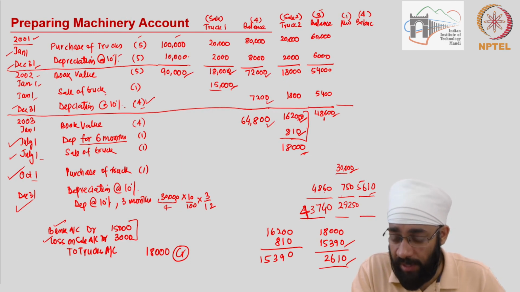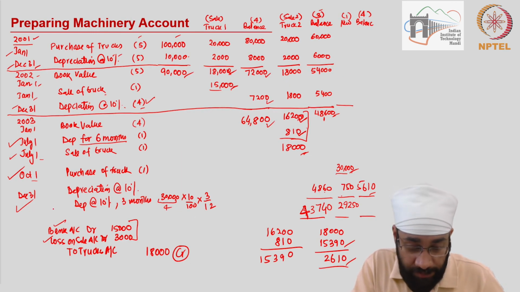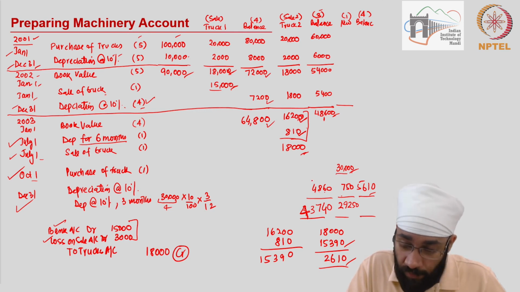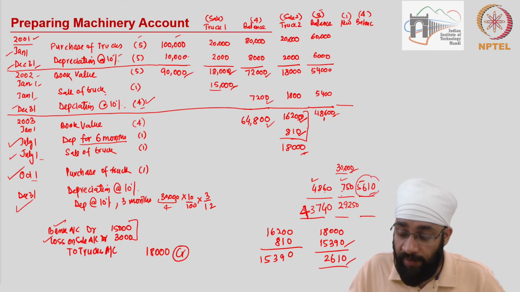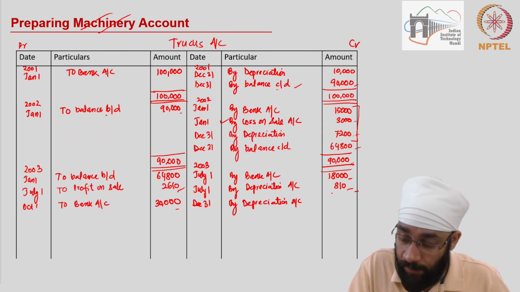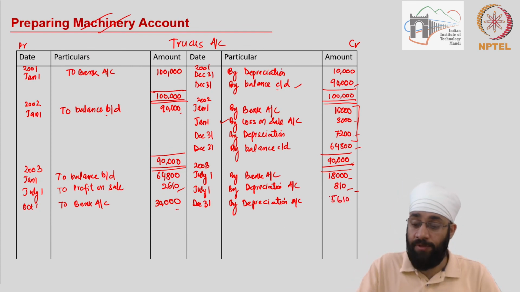And we've done those calculations. So the depreciation is 4870 plus 750. These are the two amounts of depreciation. So total depreciation is 5610. So 5610 is the depreciation.